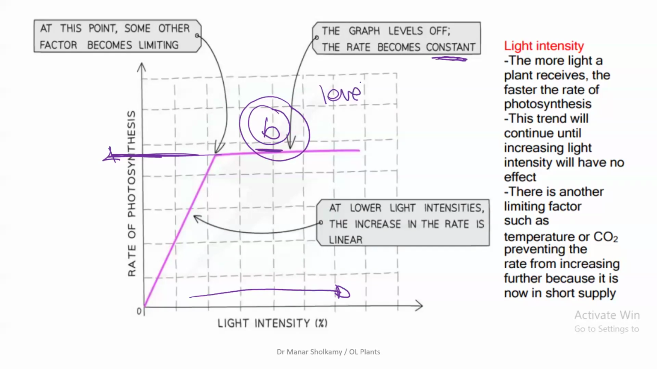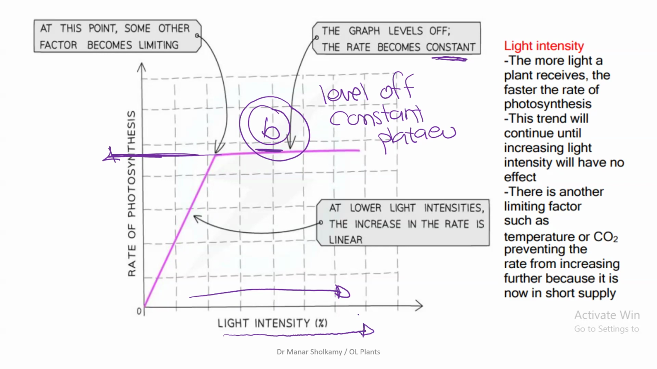Either it will level off, you will see it in the mark scheme, or it will become constant, or it will reach a plateau. They like also this term, okay? In other words, at B, you will say that I'm increasing the light, increasing the light, increasing the light, but even though I'm giving more light, the rate of photosynthesis is constant.